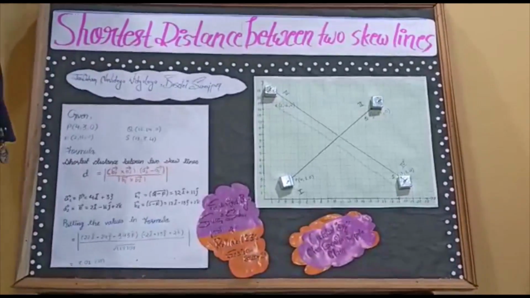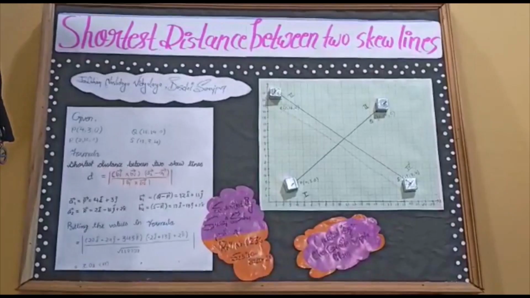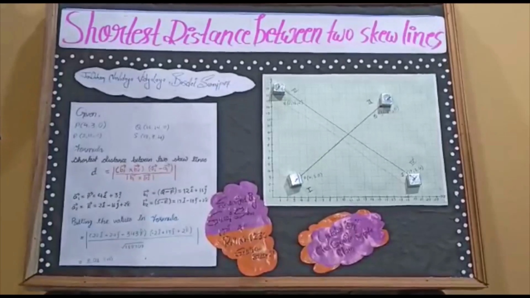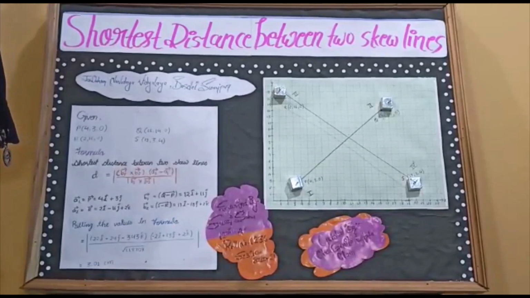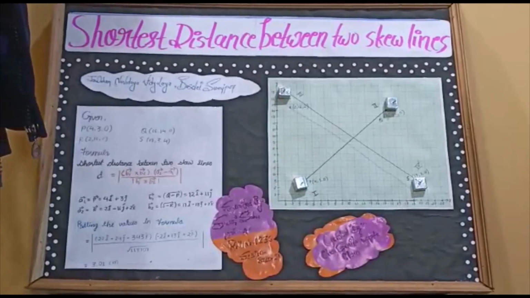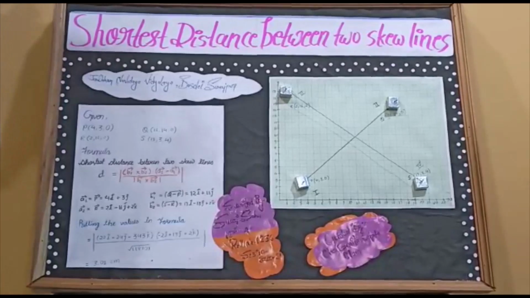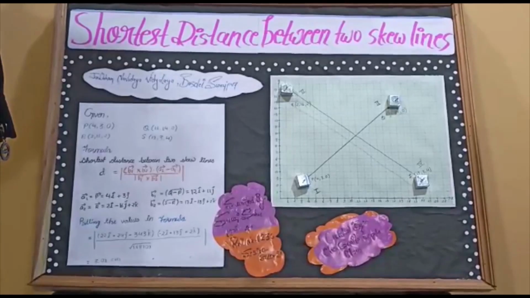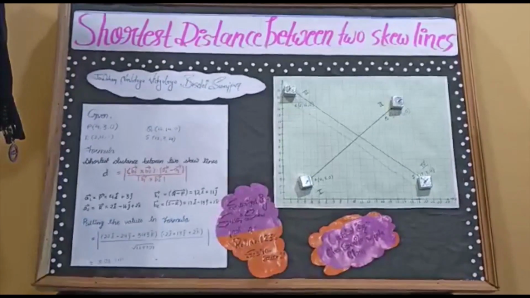Myself, Suraj Sahu, studying in class 12th, Jawahar Navodaya Vidyalaya, Basdei, Surajpur. Today I am here to present my maths project in front of you, and my topic is shortest distance between two skew lines. First of all, we have to know about skew lines. Skew lines are two lines that do not intersect and are not parallel to each other. Skew lines only exist in three dimensions. Two lines are skew if and only if they are not coplanar.